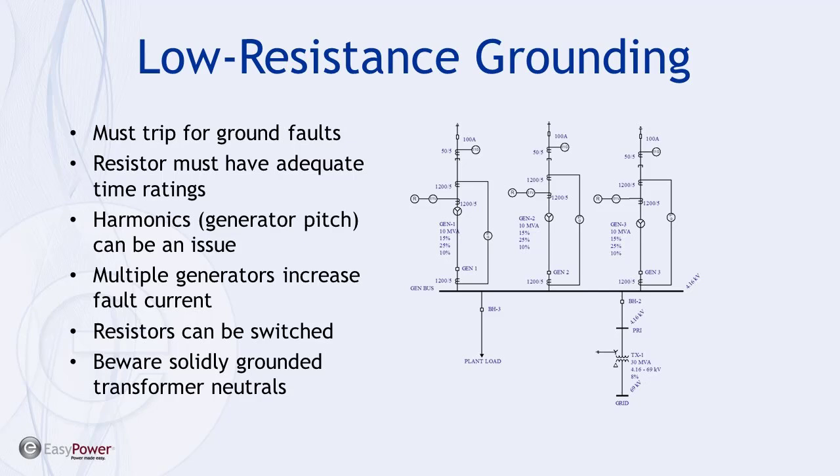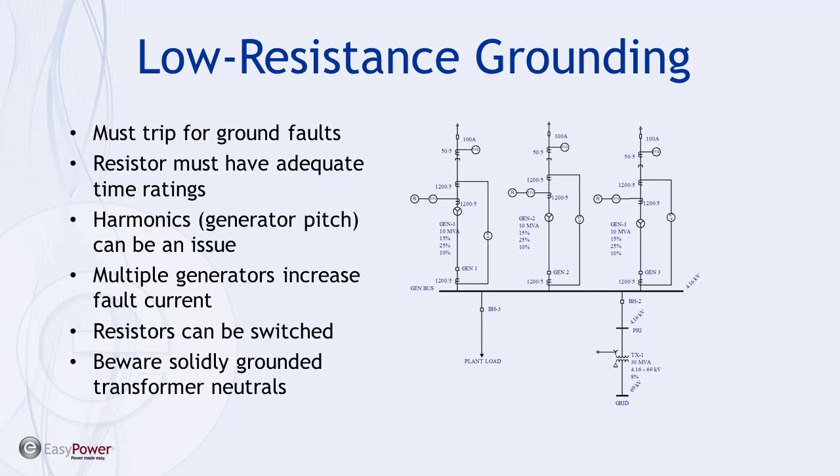It might only have a 10-second rating for faults. So if I have a certain amount of third harmonic current, I have to be concerned about whether these resistors are adequately rated and can dissipate the heat on a continuous basis. With the low resistance grounding, I'm typically going to have some kind of an overcurrent relay here, and that's going to be used to trip off the generator, and hopefully something out here will trip first depending on where the fault is.